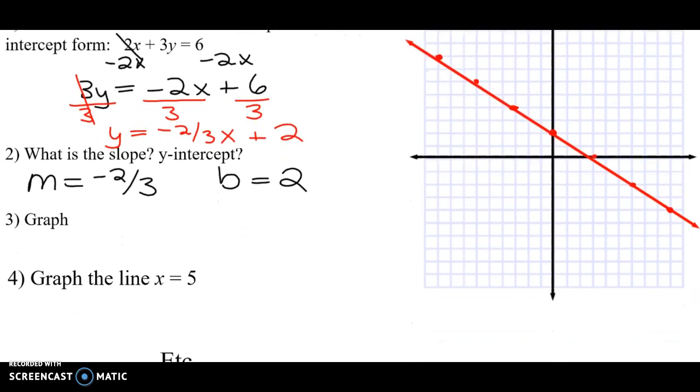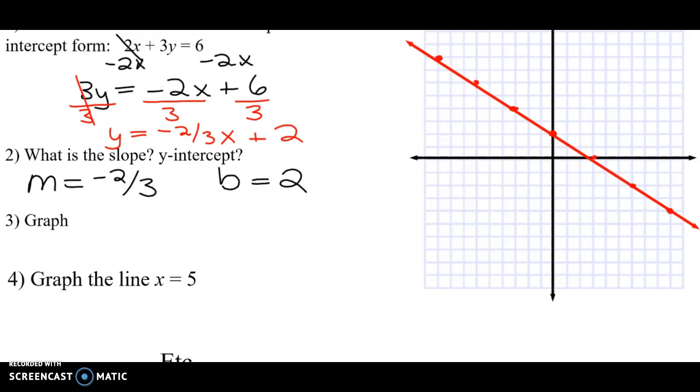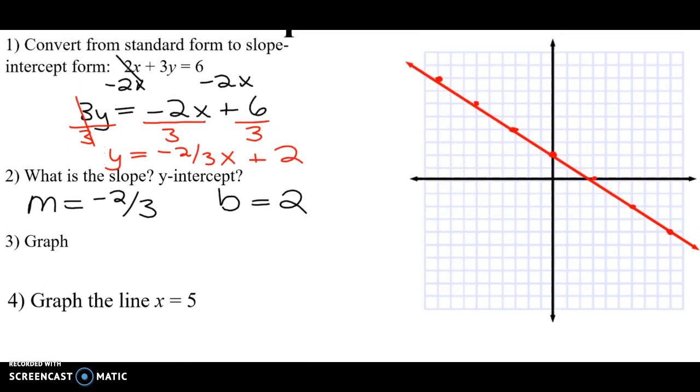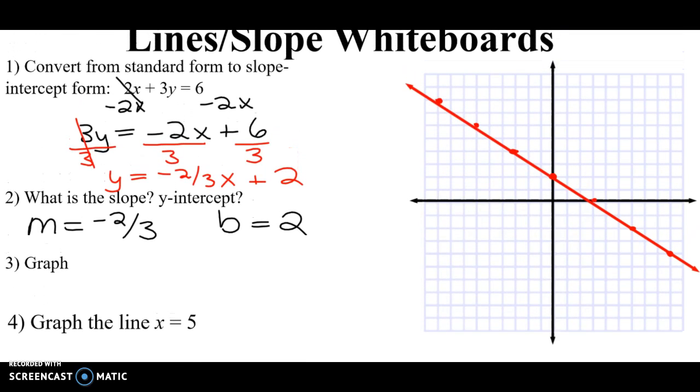Okay, now I want you to graph the line x equals 5. So this was in one of your videos. Graph the line x equals 5. Show me with your arm, what does the line x equals 5 look like? Straight up and down, right? It's a vertical line. And what's the slope of a vertical line? Undefined.